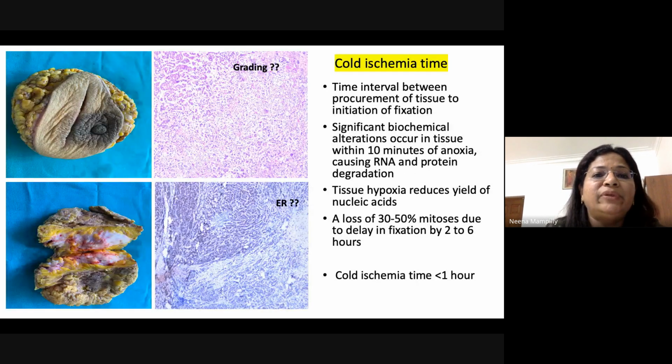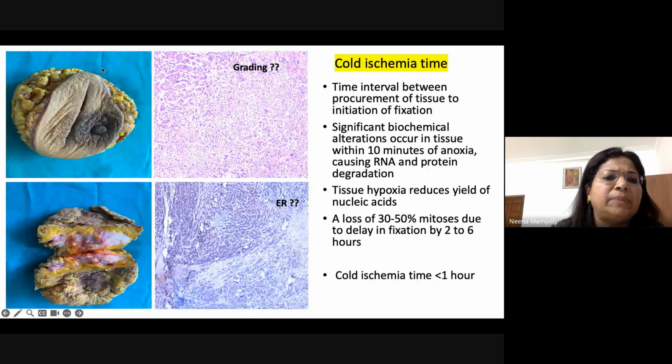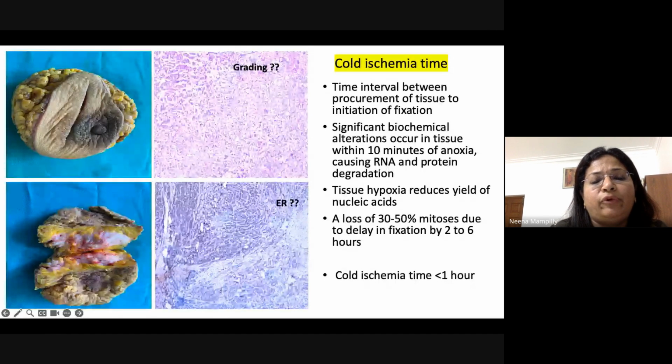Now, I put up this figure every time I discuss the cold ischemia time. The cold ischemia time is the time interval between the procurement of tissue to the initiation of fixation. So this was a mastectomy specimen that was done on the previous day. It came to our laboratory the next day. So it's already 24 hours.